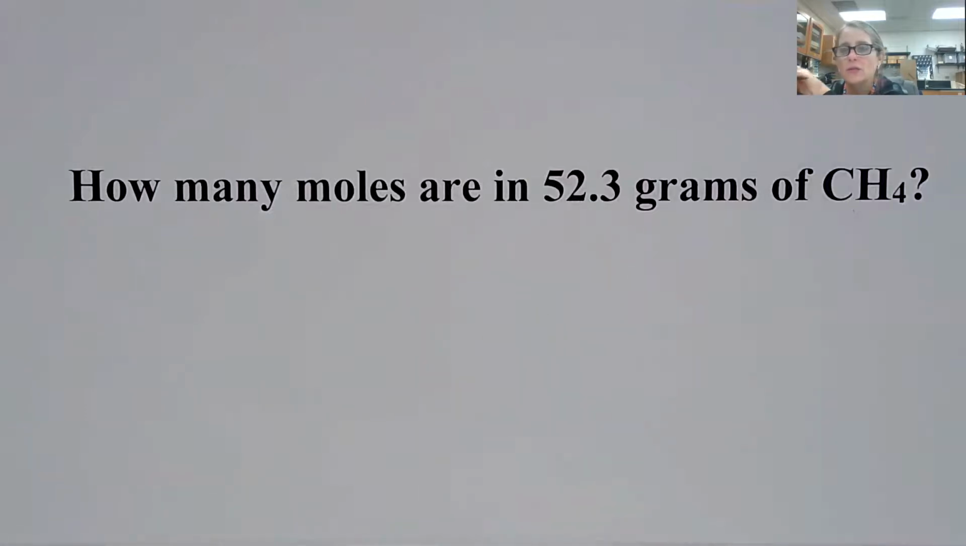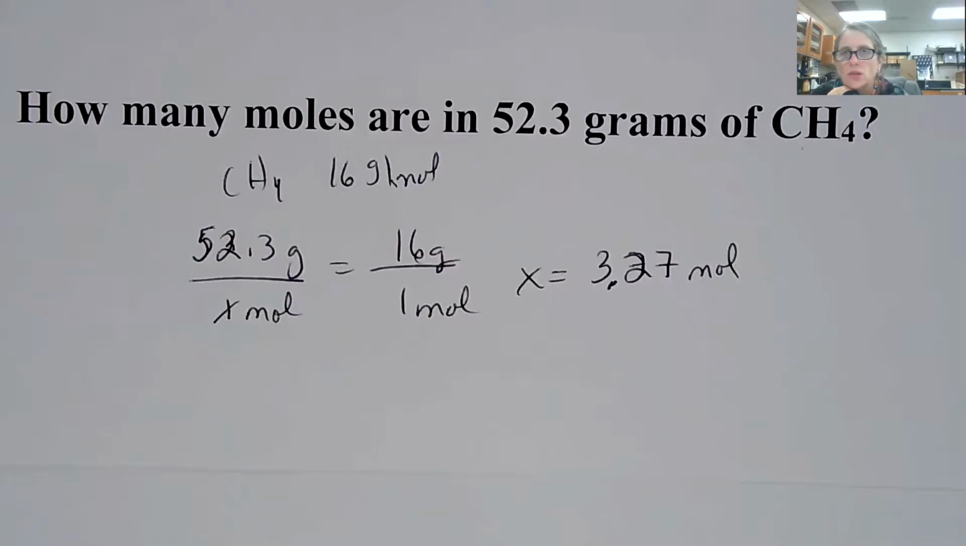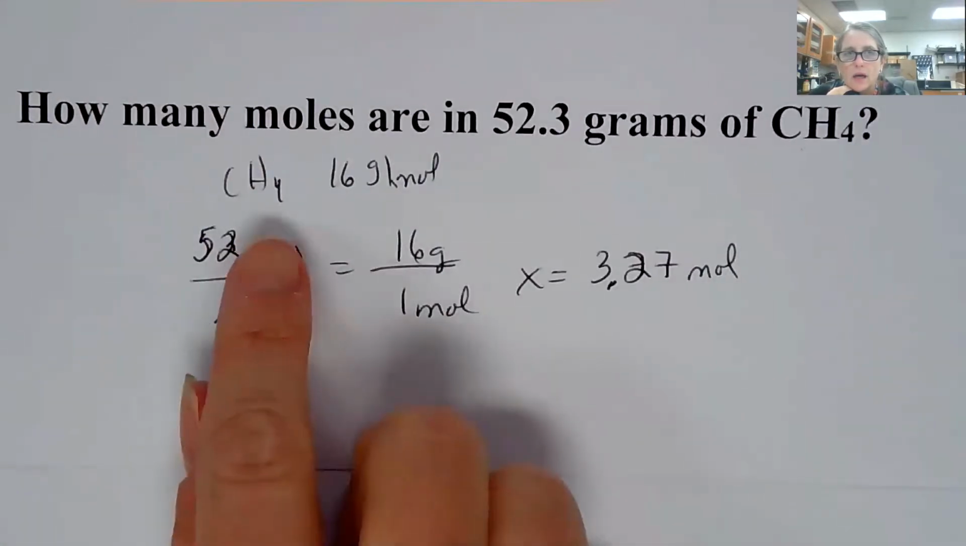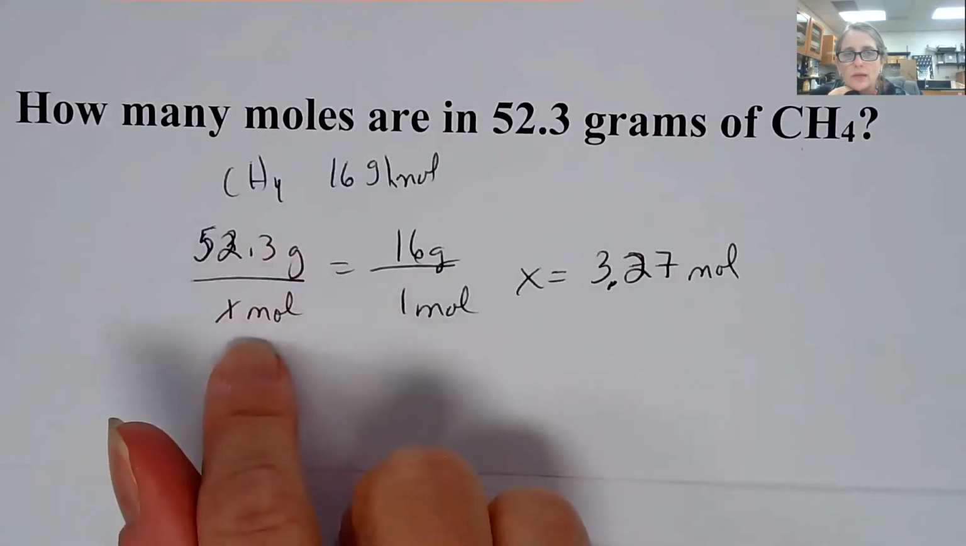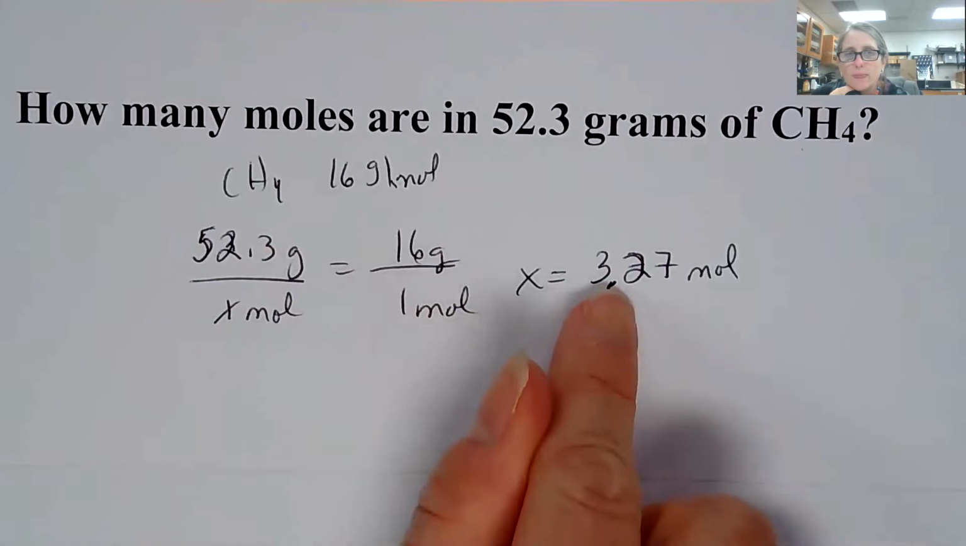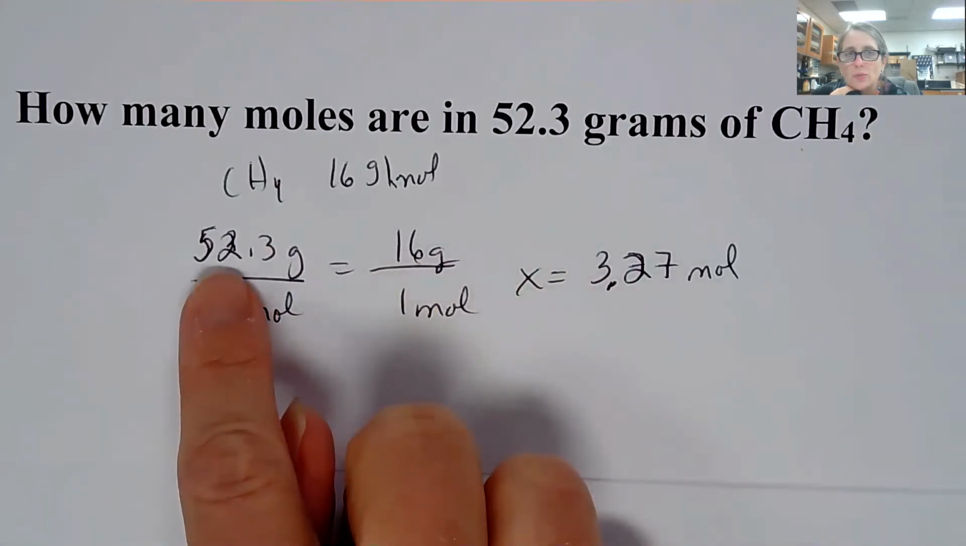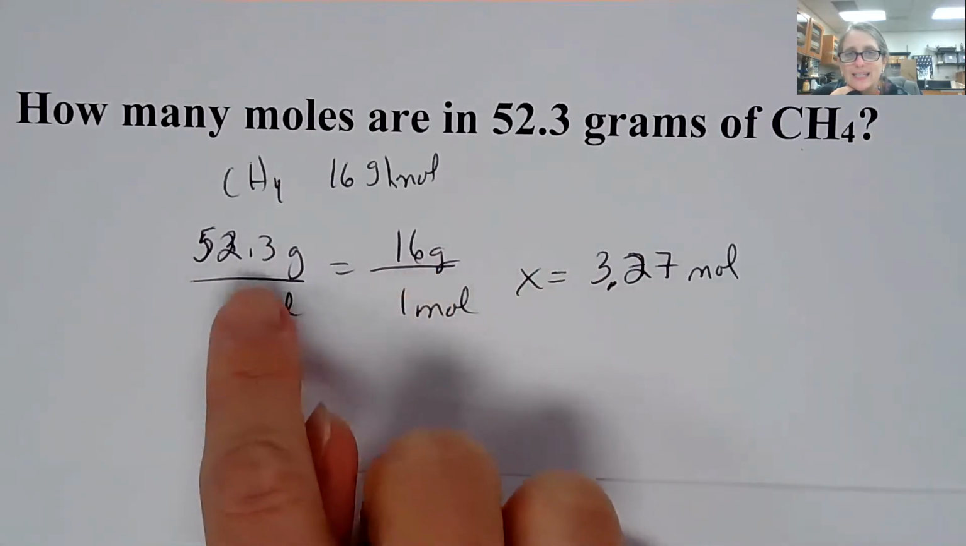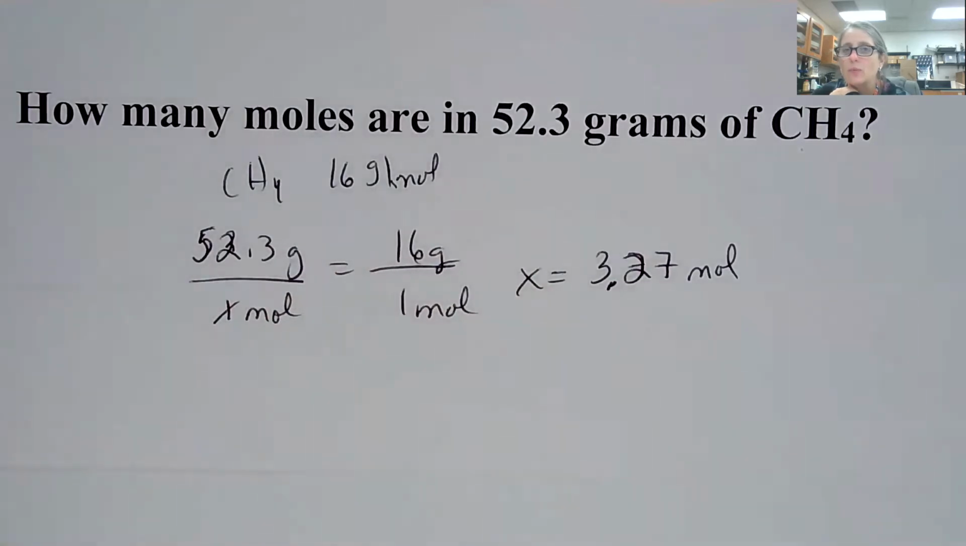See if you can do this problem, pause the video, and then I'm going to show the answer. You should have ended up with 3.27 moles. Again, what's given in the problem, 52.3 over X moles is equal to 16 over 1 mole. Cross multiply, so you're taking 52.3 and dividing it by 16 to get X by itself, you get 3.27.